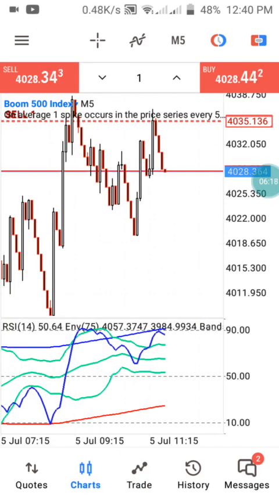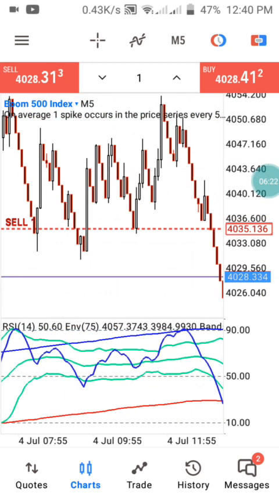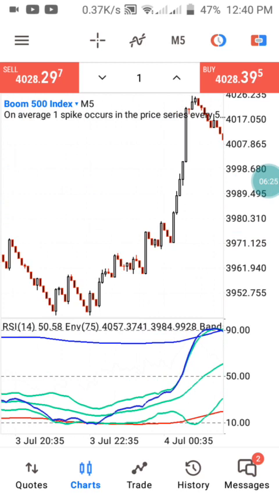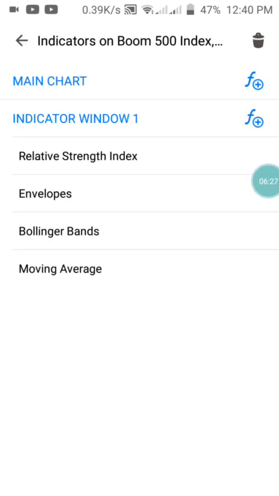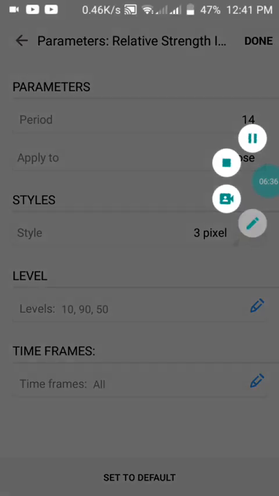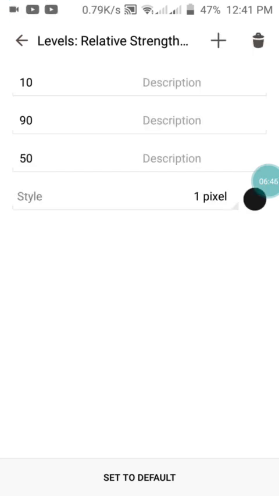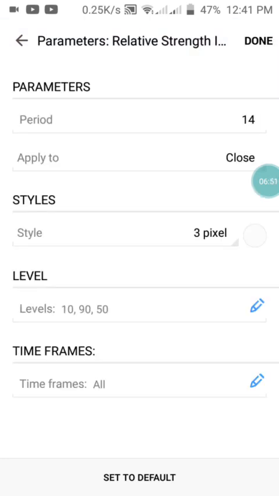So let me show you guys the settings of this particular strategy so that you also can set it up on your system. We have our indicator window 1, which is our relative strength index. We have the period of 14. We have our style to be background of the color. You must set this to the background color, so if you are using black, make sure this color also appears as black. Also I have different levels here. We have the 10, we have the 90, we have the 50, which is our take profit. Then you press done.